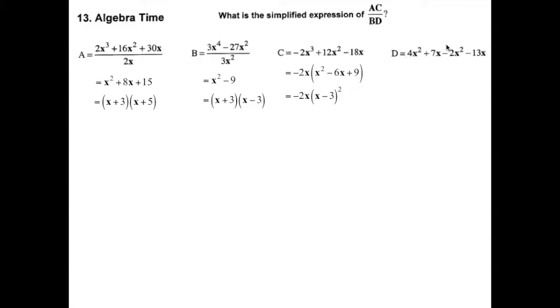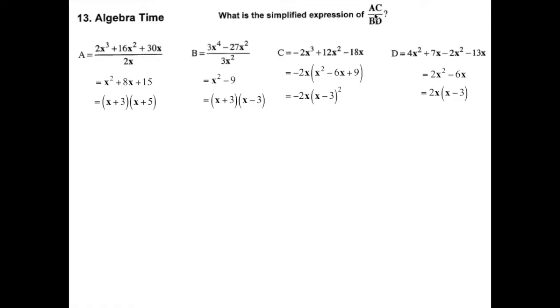For D, I have some like terms. I'm going to add them together. So I have 4x squared added to negative 2x squared is 2x squared. 7x take away 13x is negative 6x. Then I notice that I've got a common factor of 2x. So I'm going to factor out the 2x. 2x times x is 2x squared. 2x times negative 3 is negative 6x.